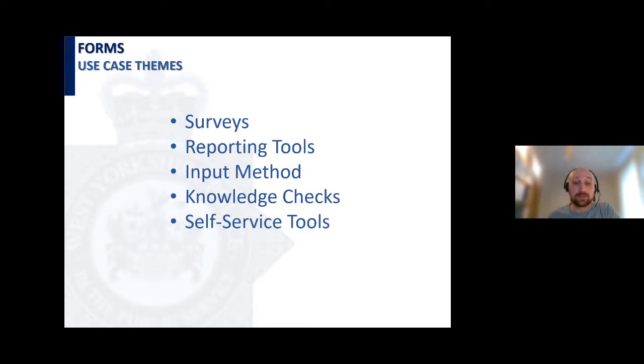We have input method, which is probably one of the most interesting ones that I think we've come up with, which I'm going to go into more depth later. I've got an example for you of how the input method works. And knowledge checks. An example of this is we have biometric fingerprint scanners in force. We need to train people using that. So we've got a Sway presentation that shows them how to use the device and when they should and shouldn't use them. And embedded into that is a Microsoft form, which is a knowledge check. There's then some automation in the background, which lets us know who's passed that. I'm going to show you how that automation works as well.